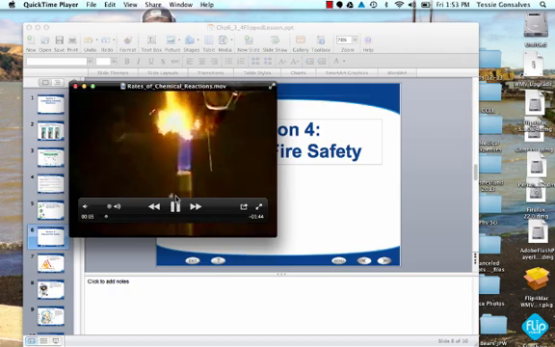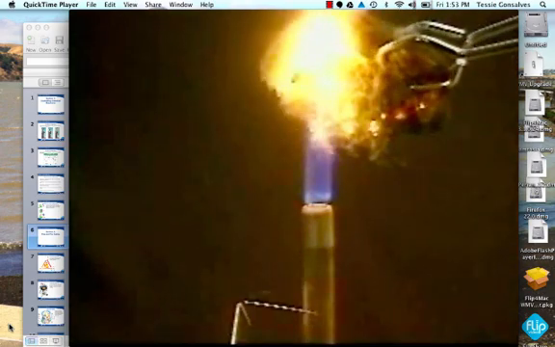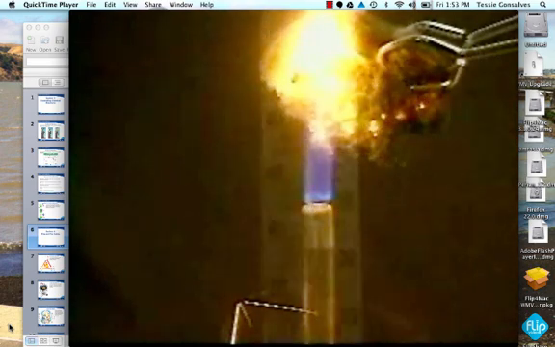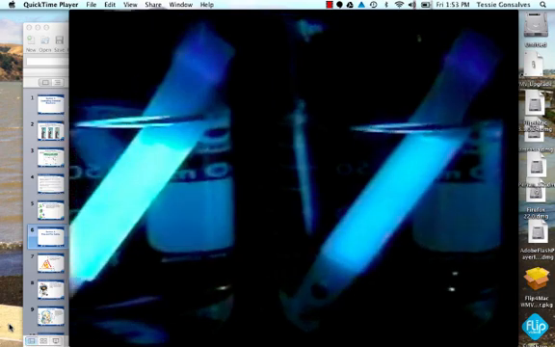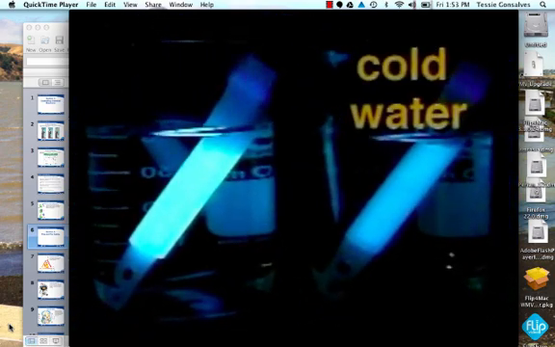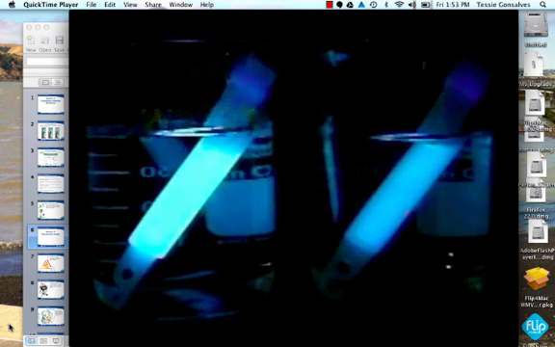Different chemical reactions have different reaction rates. The reaction rate is the speed with which reactants turn into products. Temperature is one factor that affects reaction rate. Generally speaking, an increase in temperature increases the reaction rate. Take, for example, these glow-in-the-dark sticks. The stick in the cold water does not glow as brightly as the one in the hot water, because the hot water accelerates the reaction rate between the substances inside.